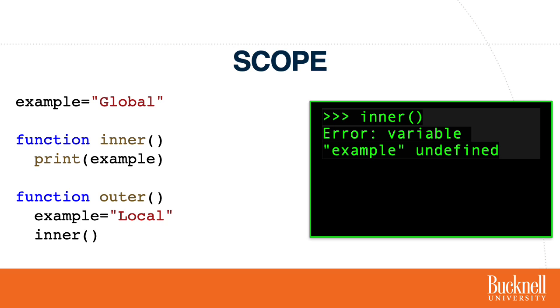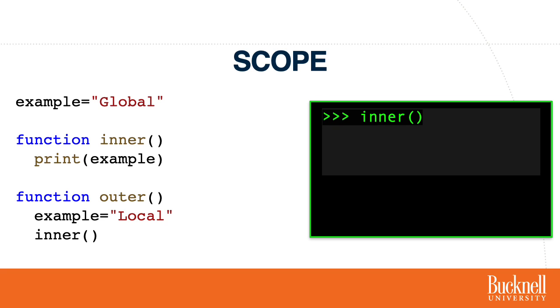Well, one possibility is we might just get an error. Variable example is undefined because there is no example inside the inner function. But in most programming languages, there is a way to use the example that we have outside of the function. Another possibility is inner, quite without complaint, will print global.